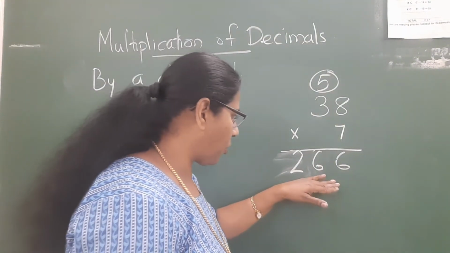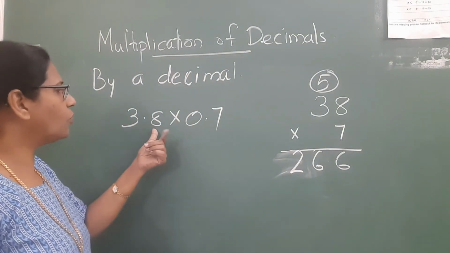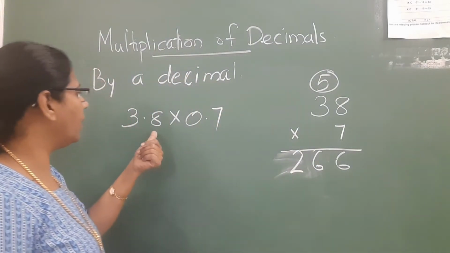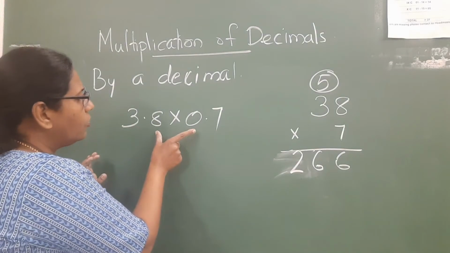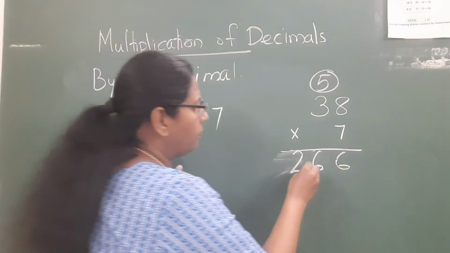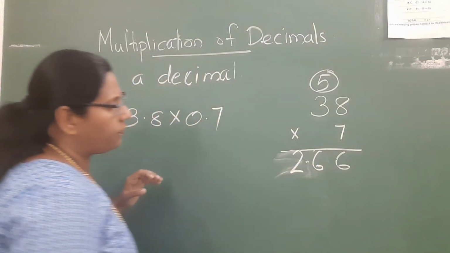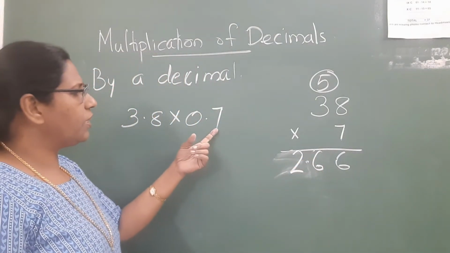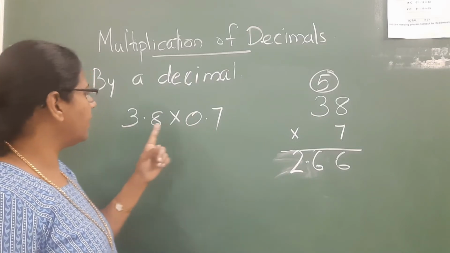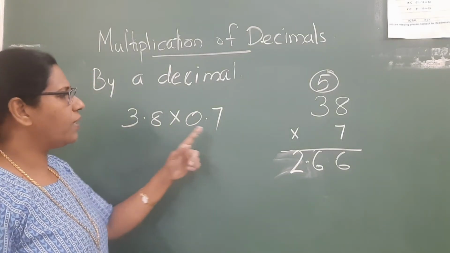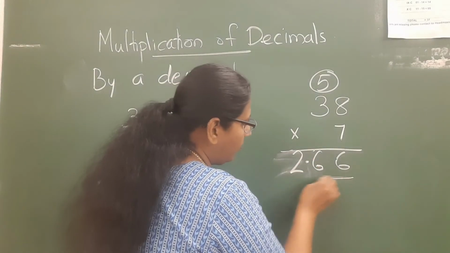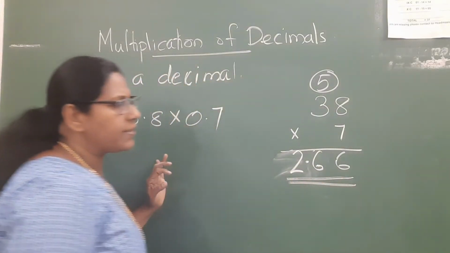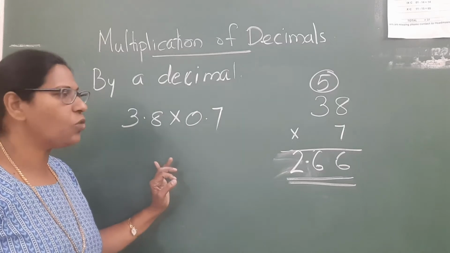After getting this product, now we have to count the decimal. Here 1 and here 1. So 2 decimals. After 2 places, we will put the decimal. Here after 1 place and here also after 1 place. So 1 plus 1, 2. After 2 places, we will put the decimal and we read this 2.66. That is how we read it.